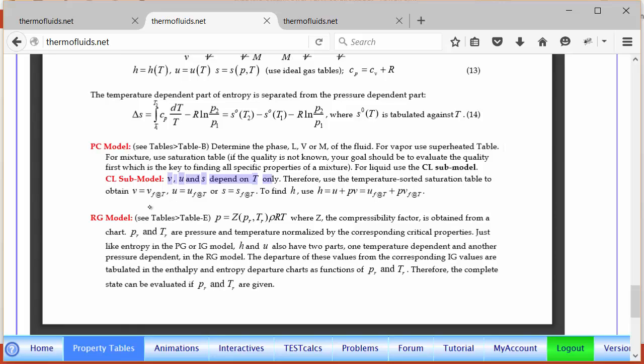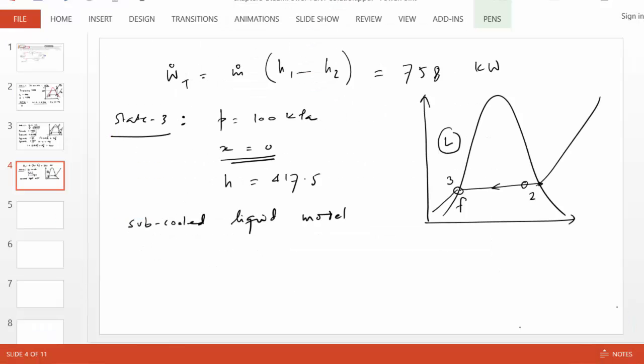As a result, if we want to find, for instance, any state in the subcool, as long as you know the temperature, then V is same as Vf at that temperature, U is same as Uf at that temperature, and S is same as Sf at that temperature. So you know in an isentropic pump, the entropy doesn't change. Therefore, you can see that because entropy depends on temperature only, in a pump temperature also doesn't change.